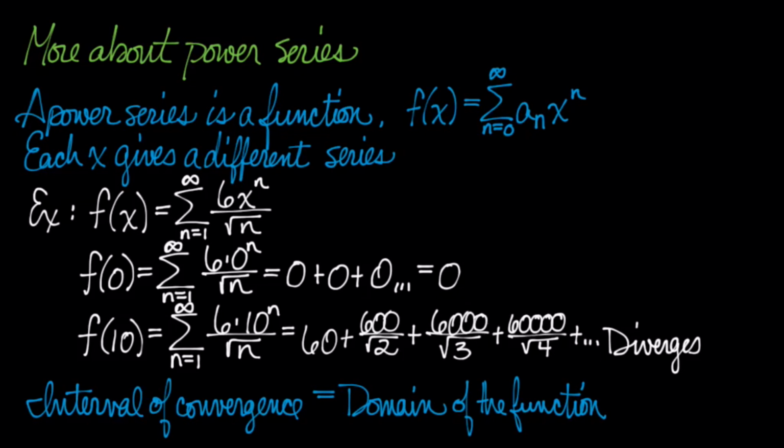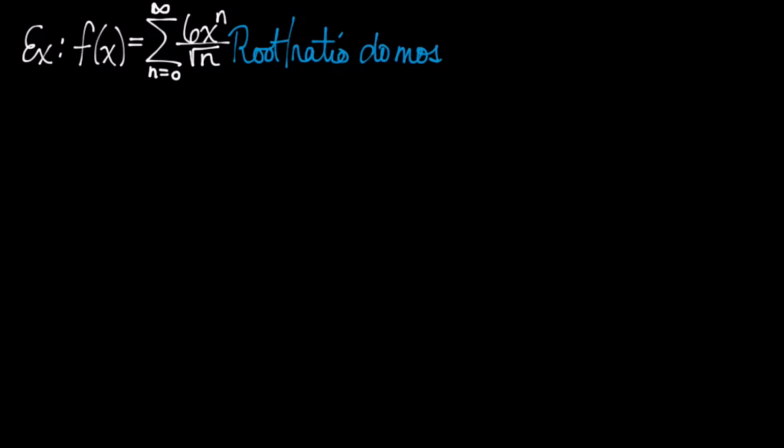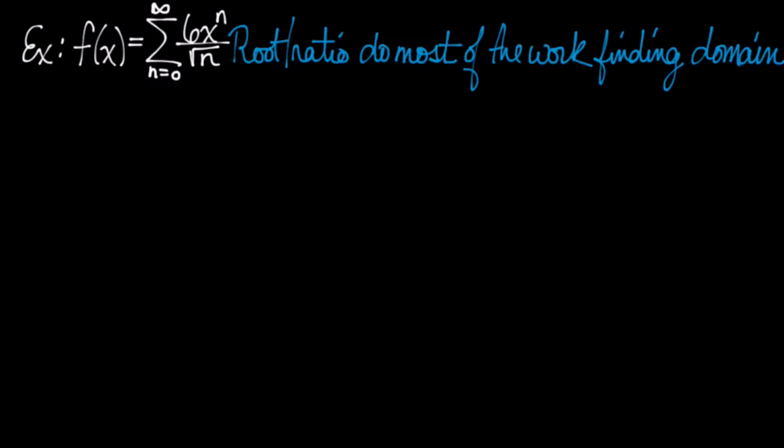So in my mind, there's this equivalence between the interval of convergence for a power series and the domain of the function when you think of the power series as a function. Those two things are kind of the same. So here's an example. f of x equals the sum of 6 times x to the n over the square root of n. And I could ask, what is the domain of this function? What is the interval of convergence for this power series?